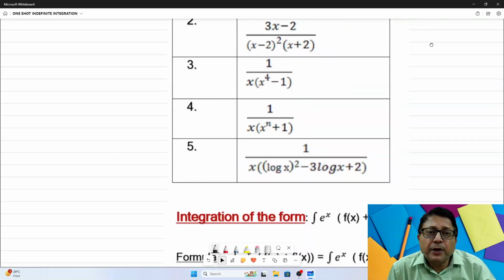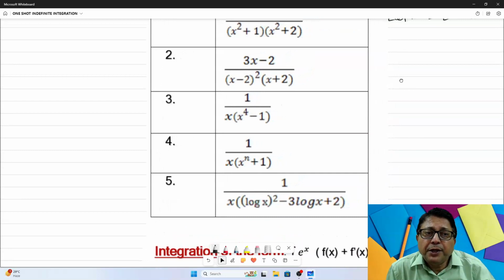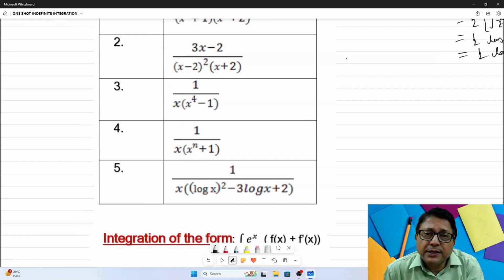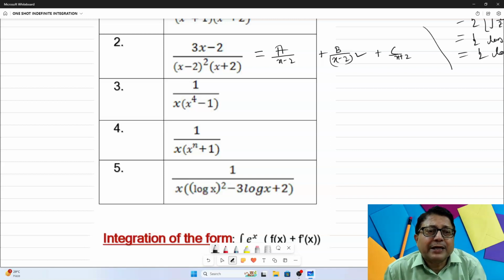For this second problem, what you need to do, you write this integrand, say 3x minus 2, you write this as A by x minus 2, B by (x minus 2) whole square, C by x plus 2. Since a repeated factor is there, you will write it twice. Then cross multiply, putting values of x as 2, minus 2 and another one anything, say 0 or 1, you get A, B, C and integrate term by term.